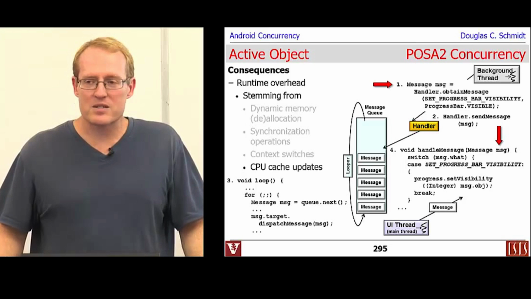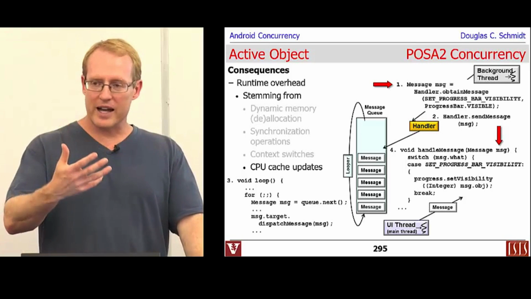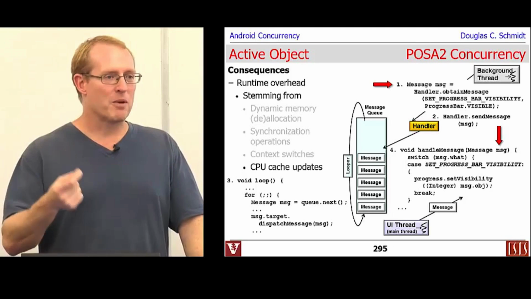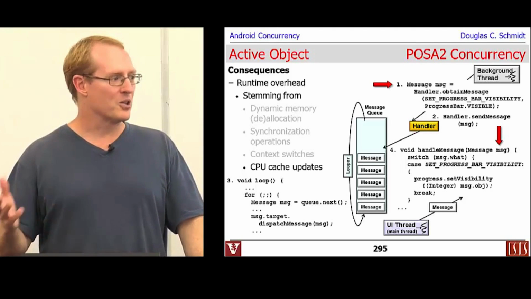Now, when would this matter? When would this not matter? If you're going to invoke an active object method that's going to run for a minute, the fact that it took a couple of microseconds to switch context, synchronize, and allocate memory is completely in the noise.